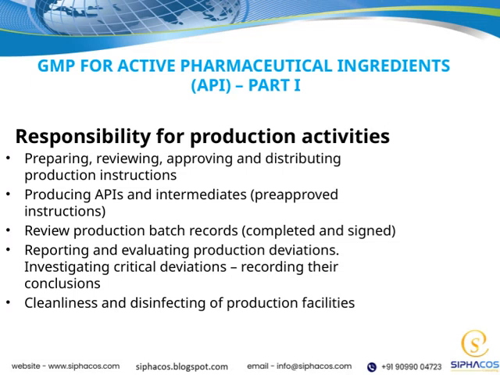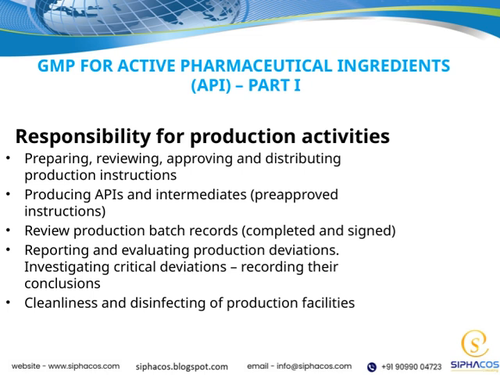Now, let's look at the responsibility for production activities. First, it's essential to prepare, review, approve, and distribute detailed production instructions. These instructions are the backbone of consistent and compliant manufacturing. Producing APIs and intermediates must follow pre-approved instructions to ensure quality and regulatory compliance.